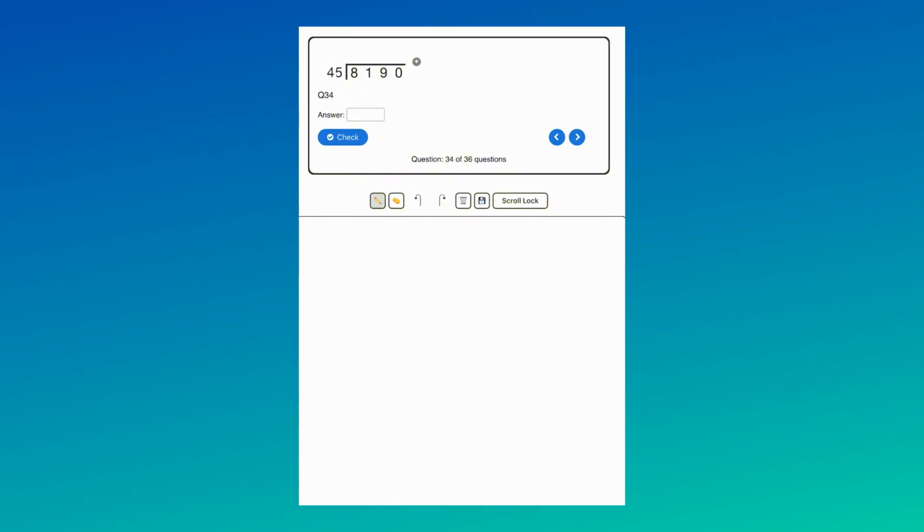Question 34. 45s into 8,190. So how many 45s fit into 81? I'm just going to check and see if I can fit 2 lots of 45s into 81. Now, 5 plus 5 is 10. 4 plus 4 is 8, plus the 1 is 9. Now it's 90. That is 2 lots of 45.